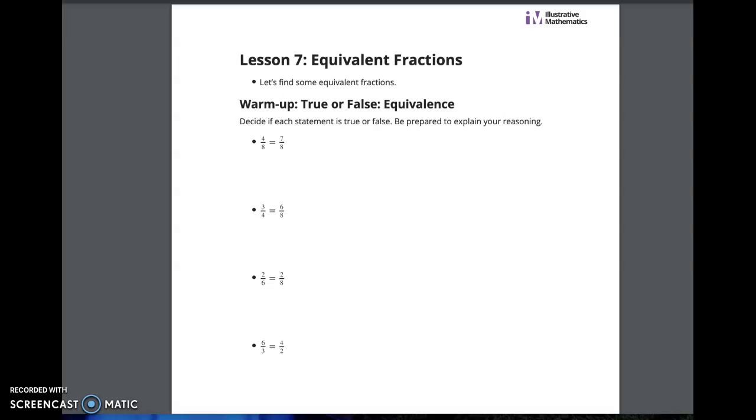So, this first part that I assigned to you, we had to decide if they were true or false, if they were equivalent. So the first one has denominators that are the same. So that one's pretty straightforward as far as figuring out if they are equivalent or not. Obviously, because they're both 8s, we just need to look at the numerators on the top. And one's a 4 and one's a 7, so that means that they are not equivalent. So we are going to make that one false.